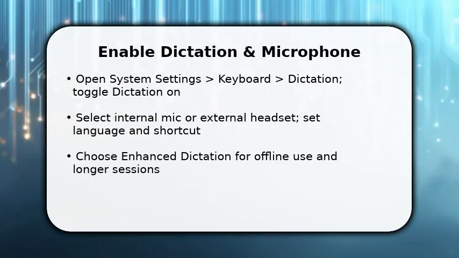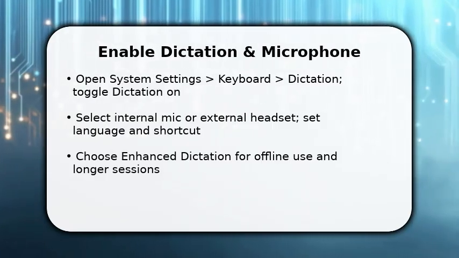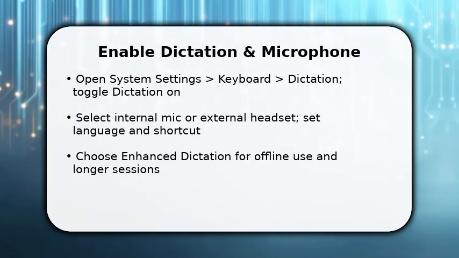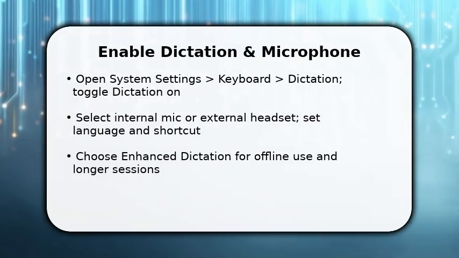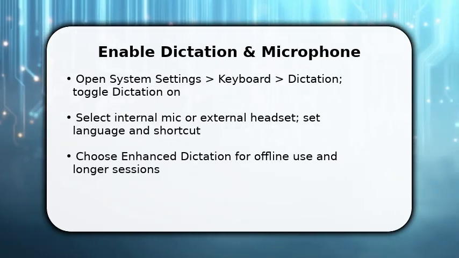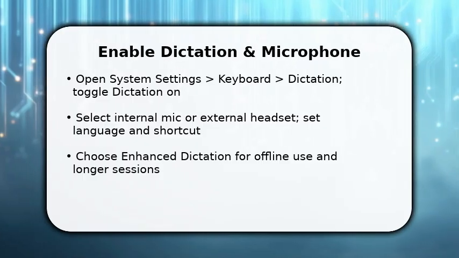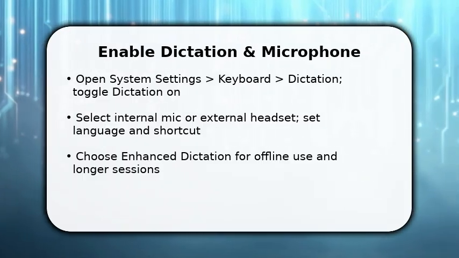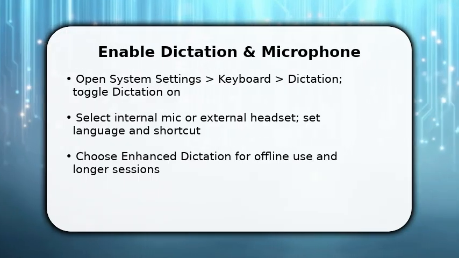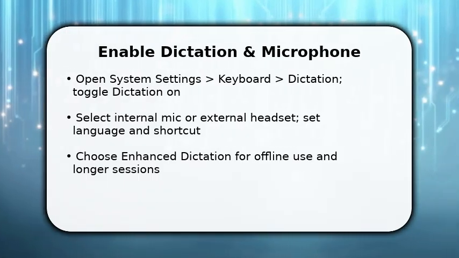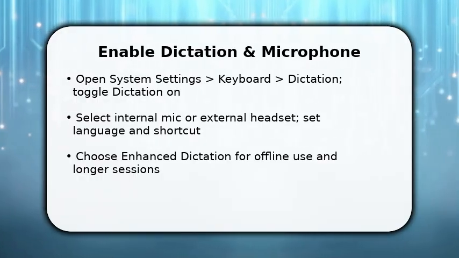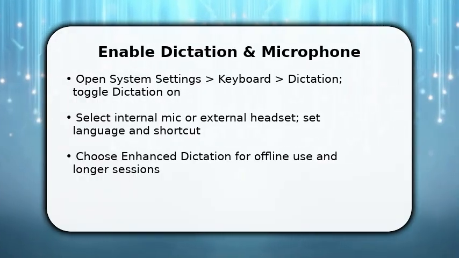You start by enabling macOS Dictation because without it nothing else works. Open System Settings, go to Keyboard, tap Dictation and switch it on, choose the shortcut you'll use. Make sure the correct microphone is selected, internal or an external headset, so input is clear. Pick the language and enable Enhanced Dictation if you need offline use or extended length. Once done, test with a short phrase so you confirm volume and clarity before moving to app-specific settings.